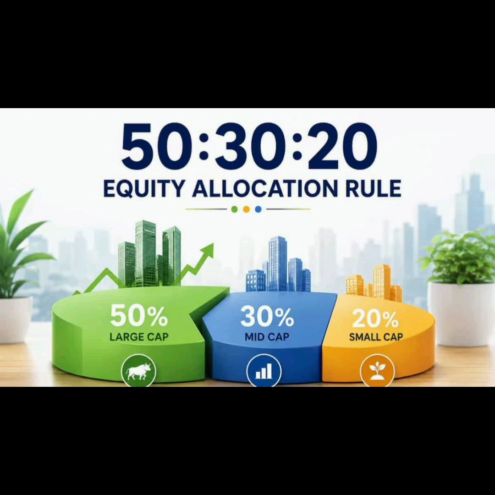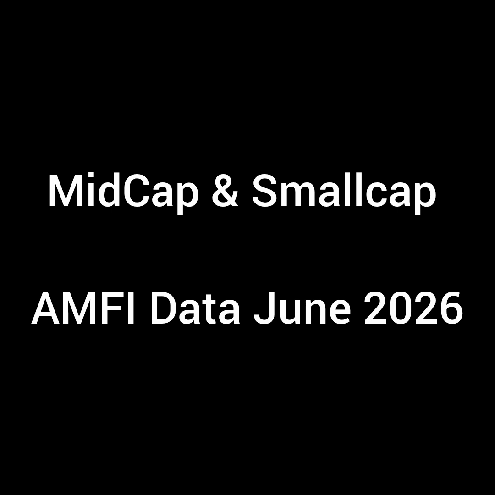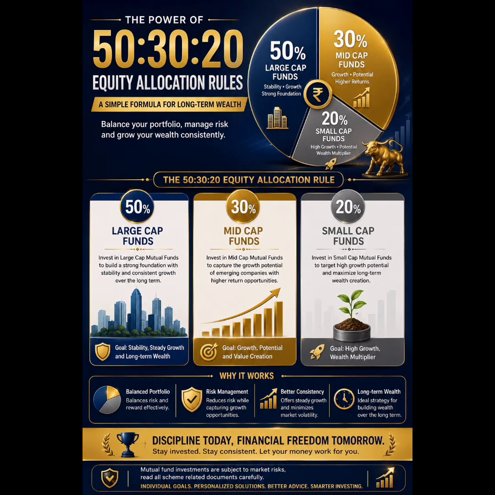Mid cap and small cap mutual funds have continued to attract investors, with June 2026 AMFI data showing strong inflows into these categories. However, investors should not chase recent returns and must follow a balanced equity allocation strategy. This 50 is to 30 is to 20 equity allocation rule implies nothing but 50% in large cap, 30% in mid cap, and 20% in small cap allocation, which can help investors balance growth opportunities along with risk management.